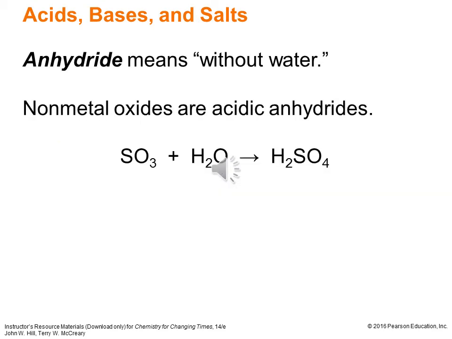All right, back in our learning outcomes, we said that we would be able to define an anhydride. And so an anhydride means literally without water, right? So non-metal oxides are examples of acidic anhydrides. And what that means is it's like we took an H2O molecule out. So if we were to add an H2O molecule back in, you see sulfur trioxide, one of the acid rain gases. If that sulfur trioxide reacts with water, it makes our good friend, the strong acid, H2SO4, sulfuric acid.